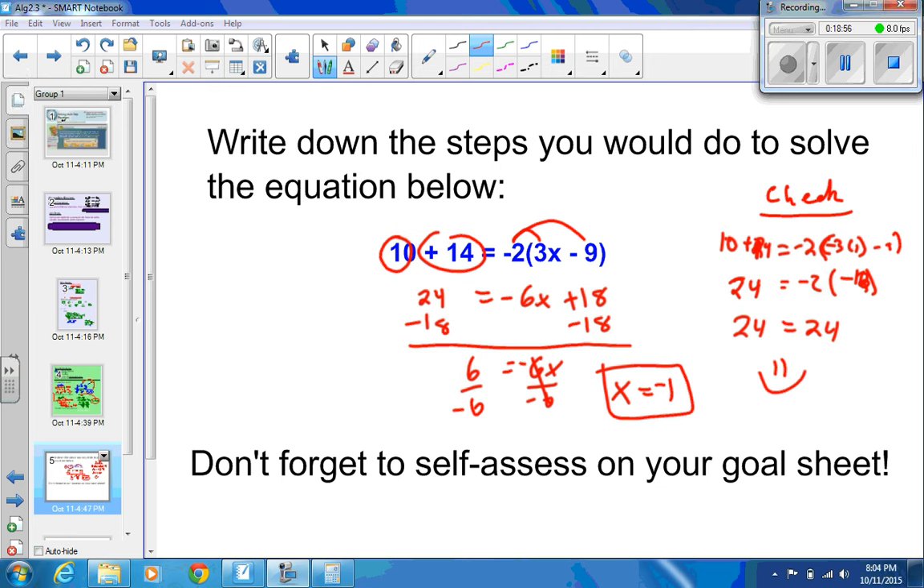Don't forget, when you have this negative 2 times 3, that is a negative 6. I almost forgot to keep that negative with the 6 all the way down. Then you divide both sides by negative 6 in the end. But I did some combining like terms over here, 10 and 14, and then I did the distributive property over here. There's nothing else I could do to simplify, so then I just took it and did it like it was a two-step equation.